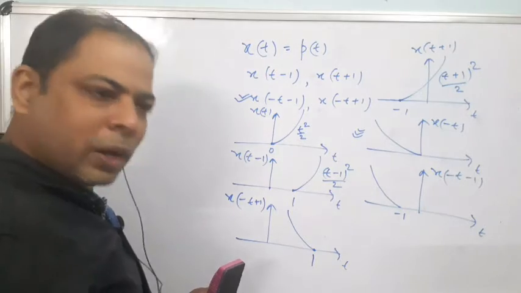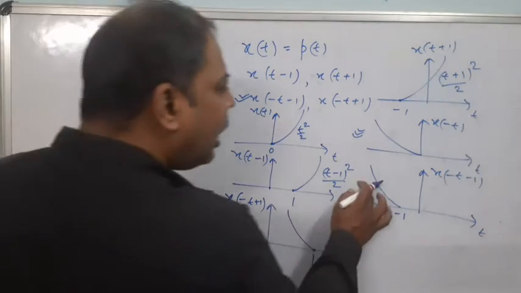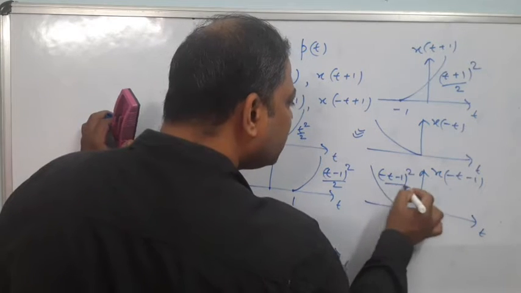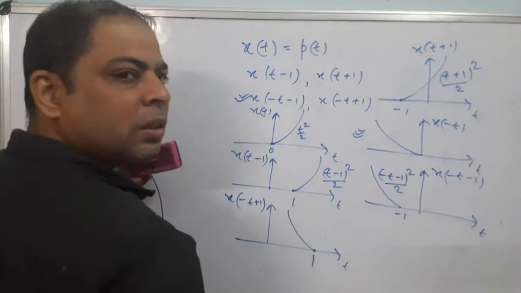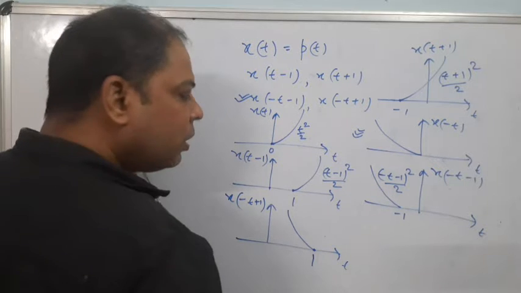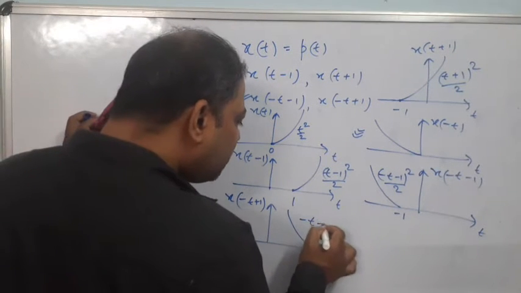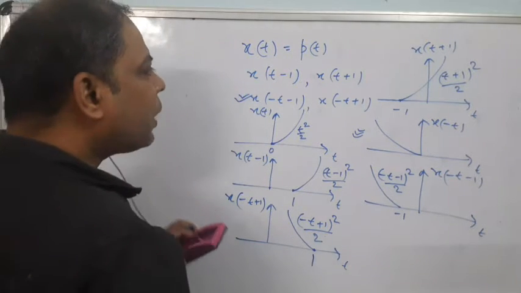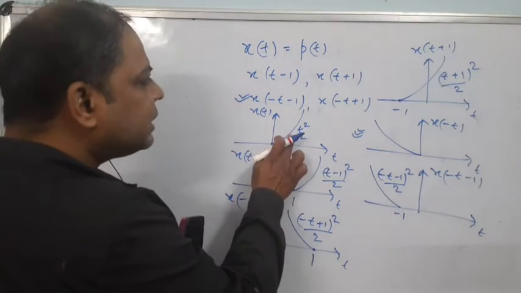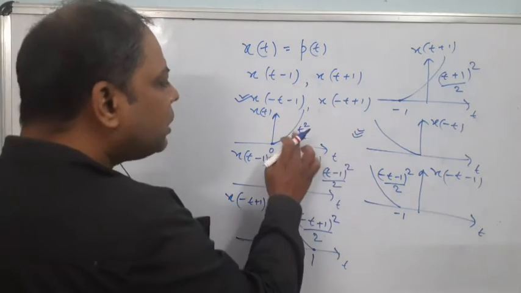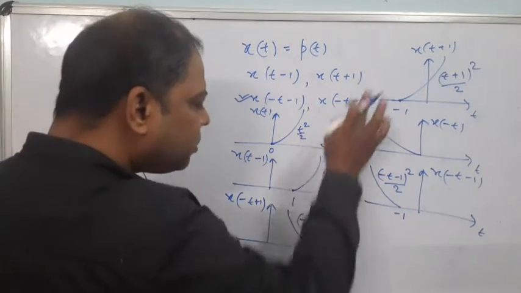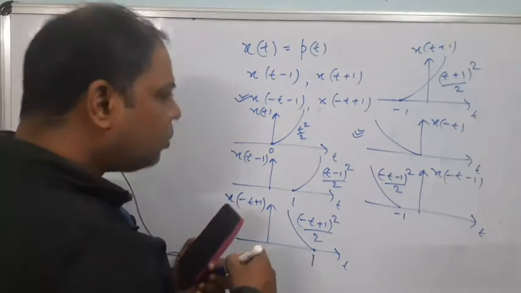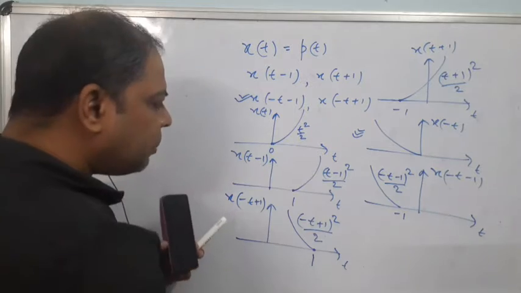Understood? Okay. Now when you have shifted, how to write the equation? This is minus t minus 1 whole square by 2. Okay. Now what is this? This is your minus t plus 1 whole square by 2, because x of t is given. x of t is this. x of minus t plus 1 means in place of t you have to use minus t plus 1. Understood? Okay. So this is the example that I have given.